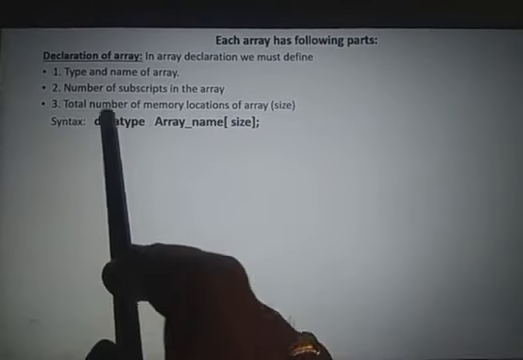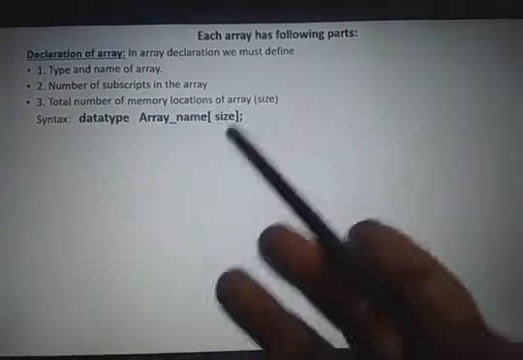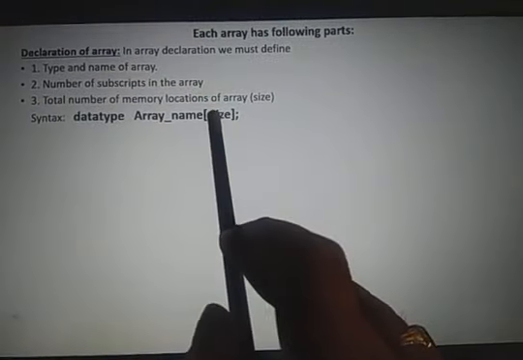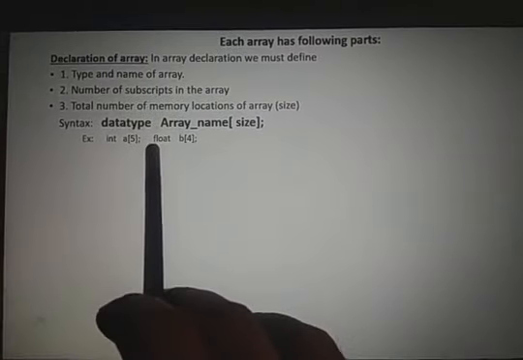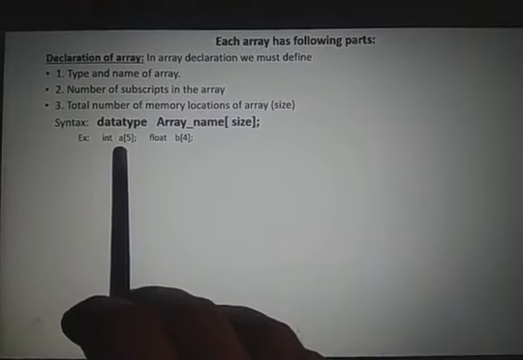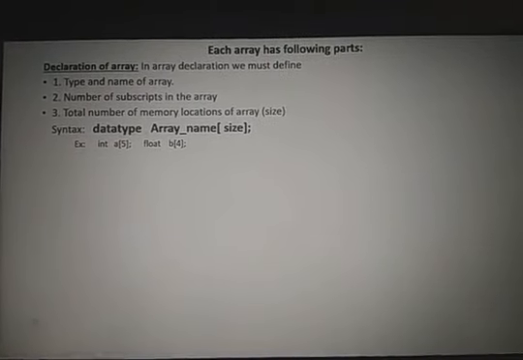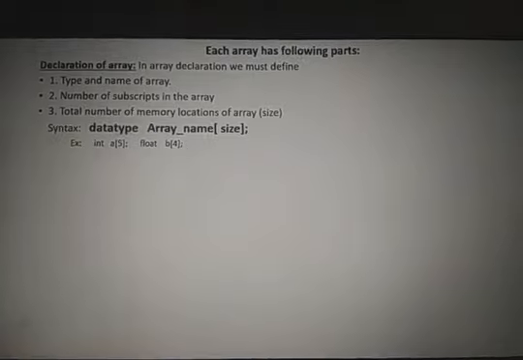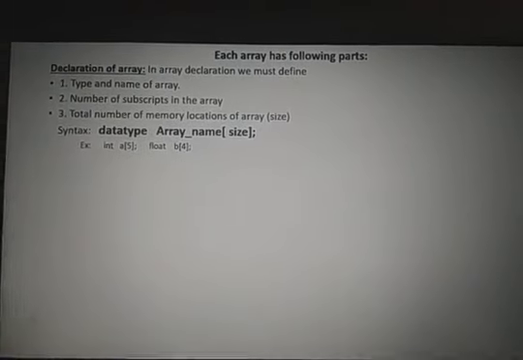What is the data type? Int, float, char and so on. Array name is marks, A, B and so on. And how many elements are available. Right? Let's take a small example. Int A of 5. So, how many elements are stored? 5 elements. Means we are allocating memory for 5 elements. 5 into 2, 10 bytes of memory allocated. 4 into 4, 16 bytes of memory will be allocated.